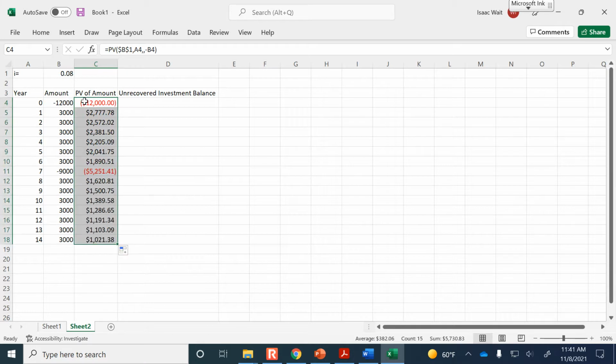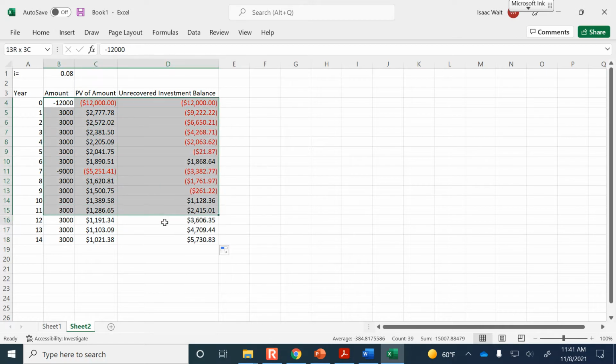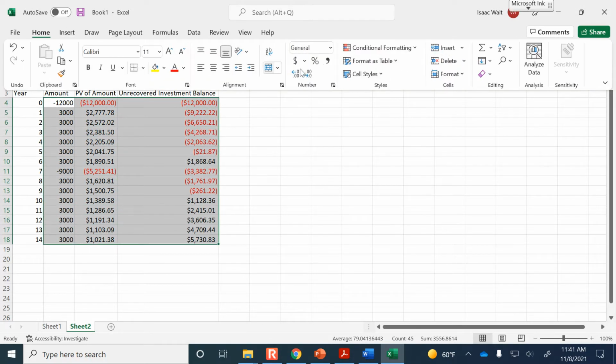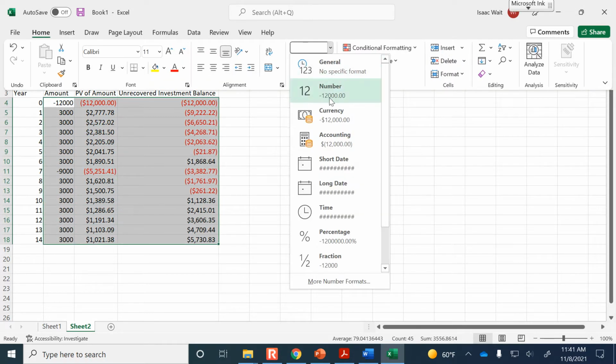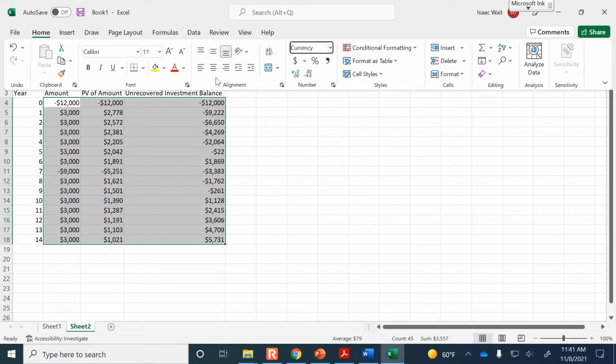All right. And unrecovered investment balance is the initial purchase price for the first year. And then for the second year, it's the previous unrecovered investment balance plus that year's revenue. Okay, so let me drag that down and then quickly reformat these cells because I don't know why I'm so fixated on it not being in red with those parentheses, but I am.